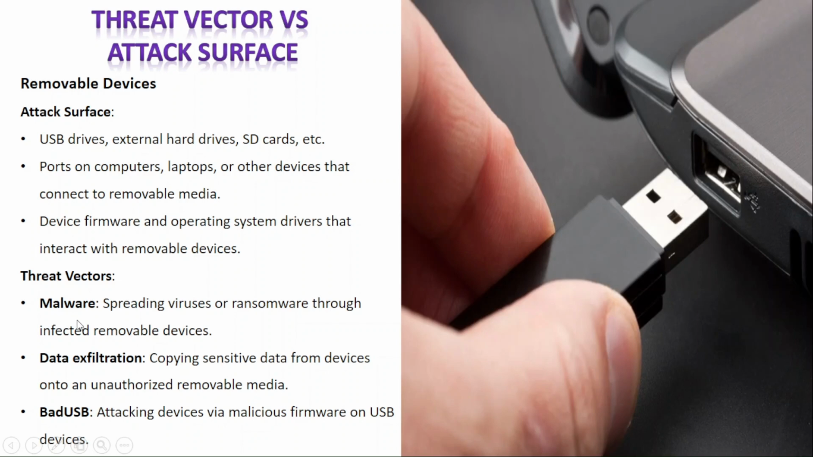So what are the threat vectors? Malware. USB is the main delivery source for malware spread, spreading viruses or ransomware through infected removable devices. Remember we studied that the most famous Stuxnet virus was spread through USB, and was used to attack the Iranian nuclear facility and centrifuges. It was a joint operation attributed to Israel and the USA. The Stuxnet was spread to the engineers' laptops through USB, which were then used to connect to the systems inside the nuclear facilities.